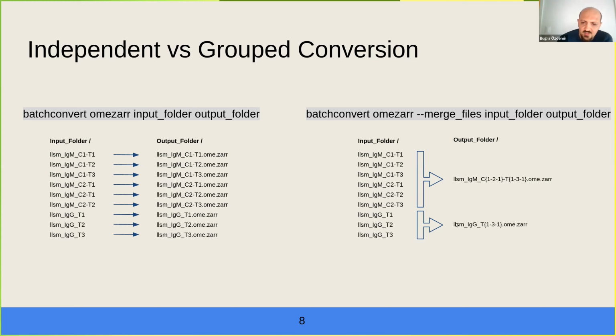So in this case, for example, these images here belong to the same series. There are 2 channels and 3 time points, and they will be automatically recognized and concatenated along these axes into the same OME-Zarr or OME-TIFF, whichever is chosen by the user. This can be specified by simply passing the merge files flag.